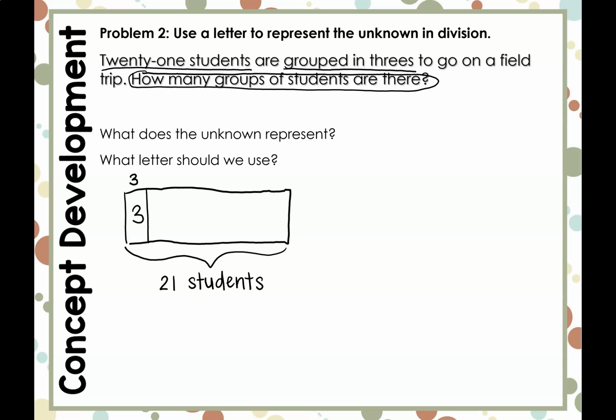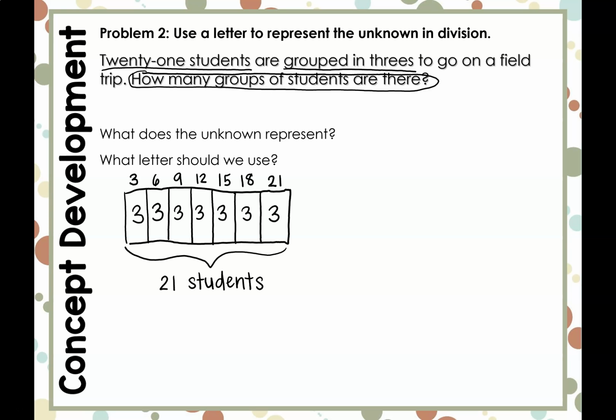Okay, so what if we were to keep skip counting to get from 3 to 21? Okay, let's go ahead and do that. So we have 6, 9, 12, 15, 18, 21. Okay, so we grouped our 21 students into groups of 3.